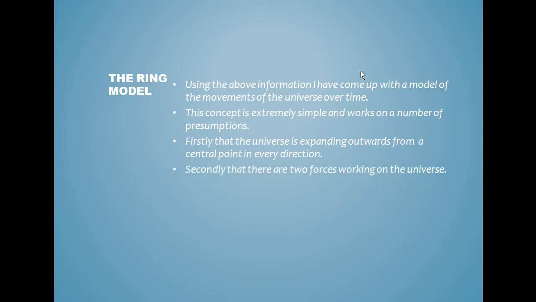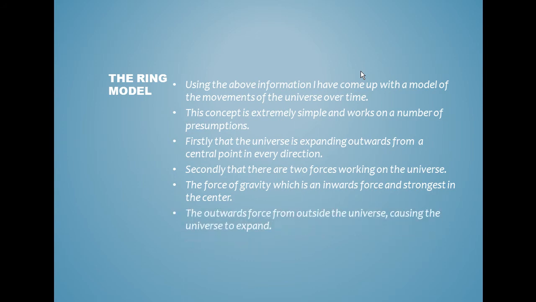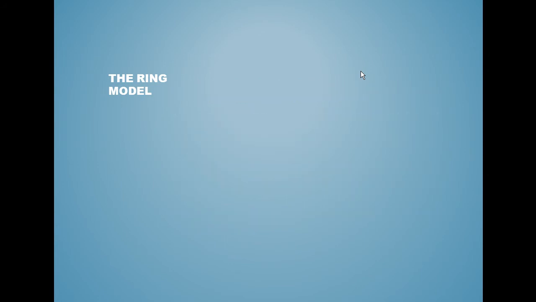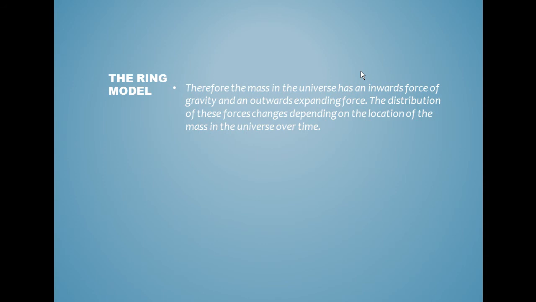Secondly, there are two forces acting on the universe. There is a force of gravity pulling mass inwards. There is a force of a pressure gradient or vacuum outside the universe pulling the universe outwards, the outwards force causing it to expand. Therefore, the mass of the universe has the inward force of gravity and the outwards expanding force from the negative pressure or vacuum. The distribution of these forces changes depending on the location of mass in the universe and changes on each mass over time.